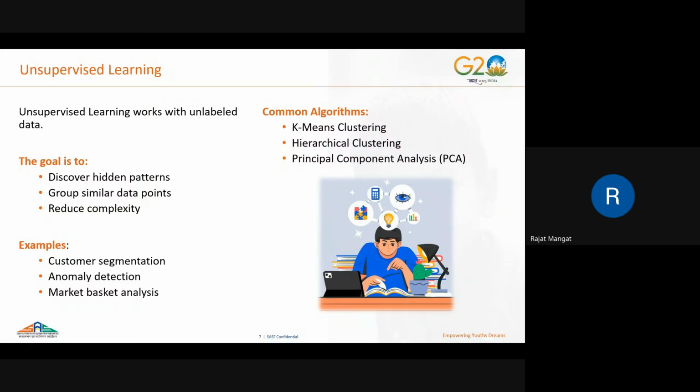And don't worry, you will not be doing it manually. There are certain algorithms already developed for it. You will run those and they will be able to find the patterns. So the goal is to discover hidden patterns inside the data and group similar data points, like we are grouping students based upon their dressing sense or by their height.